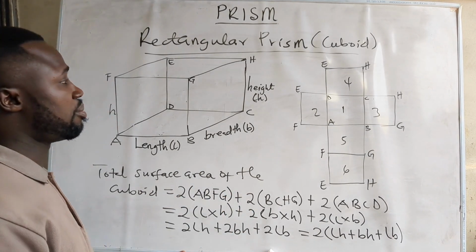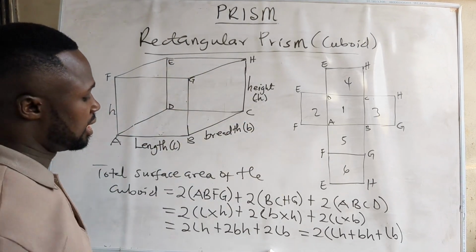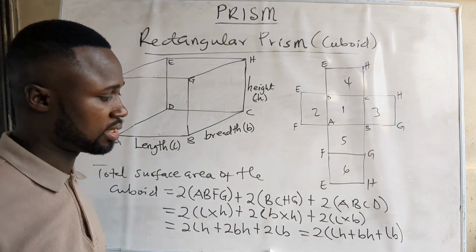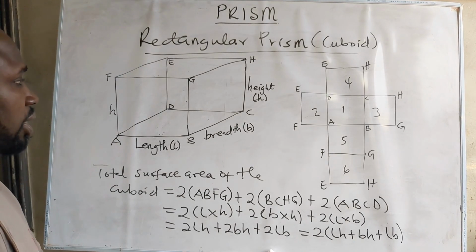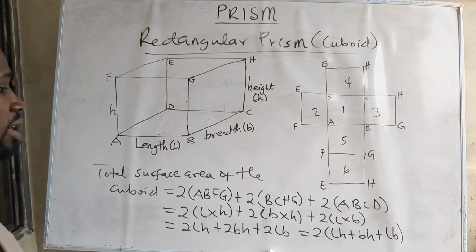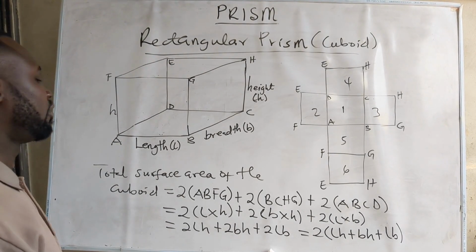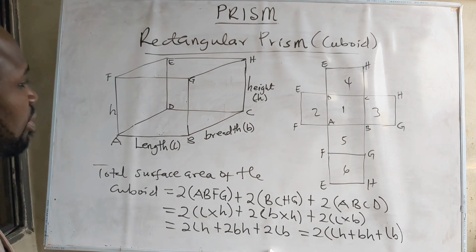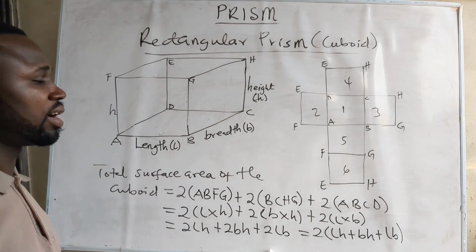So when the question says maybe the top is open, it means that when you are finding the area, you don't include the top. All right, you don't include the top. Okay, so that is the total surface area of a cuboid. I know you have gotten it. So we are done with the total surface area of the cuboid.